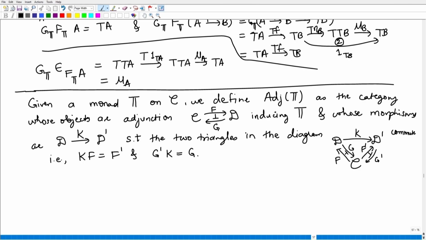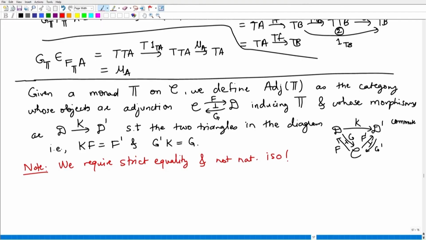Okay, so here I want to give you a note that we require strict equality and not isomorphism. Over here we are not saying that KF is naturally isomorphic to F prime. That would be problematic. We want something up to equality. These functors should commute. And this is a very strong condition.